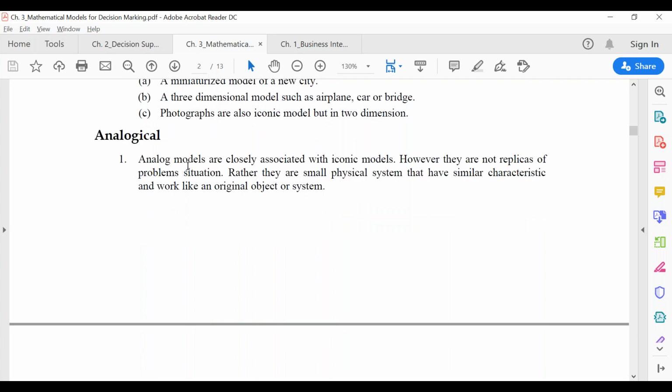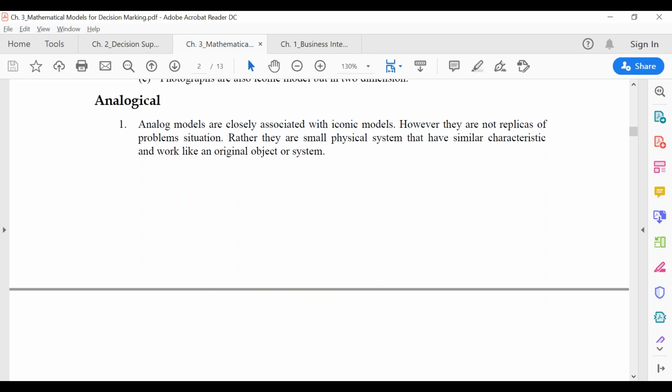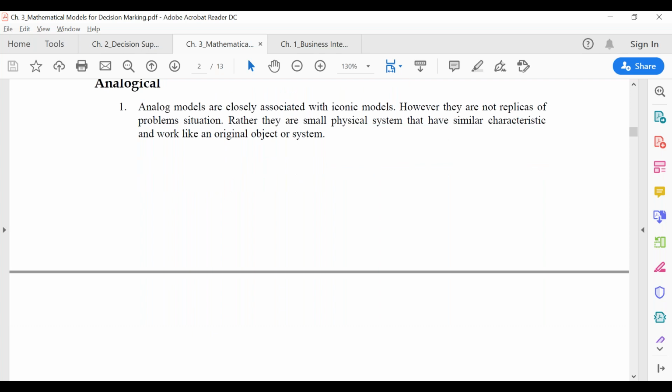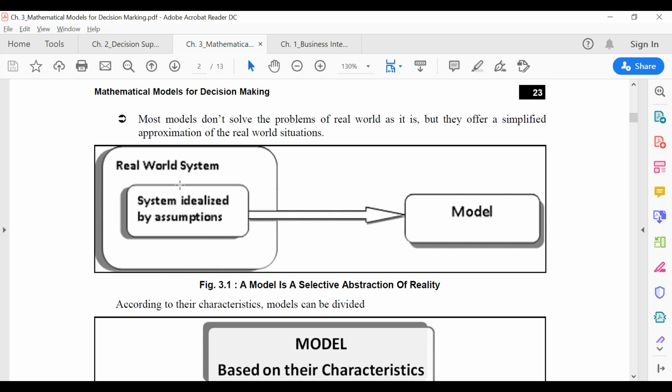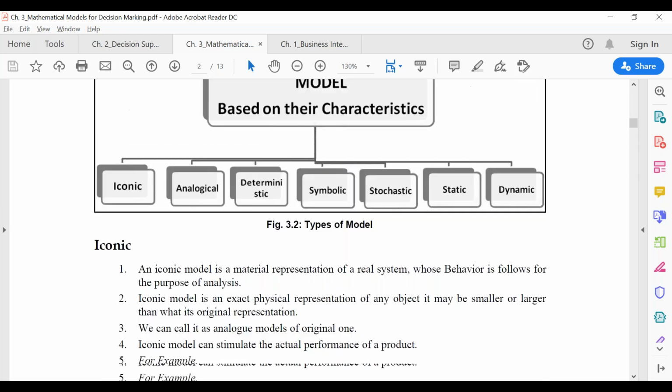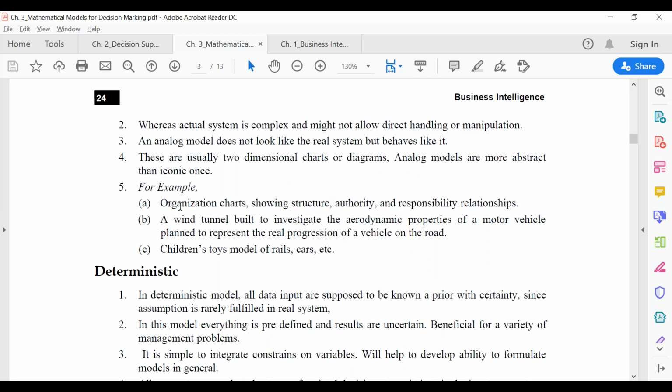After that come analogical models. Analogical models are closely associated with the iconic models. However, they are not replicas of the problem situation. Rather, they are small physical systems that have similar characteristics and work like an original object or system. Let me give an example. What you see here is an analogical model, making small boxes for the real world system. It is called organization charts showing the structure, authority, responsibility, and relationships, like our ER diagrams, entity relationship diagrams.